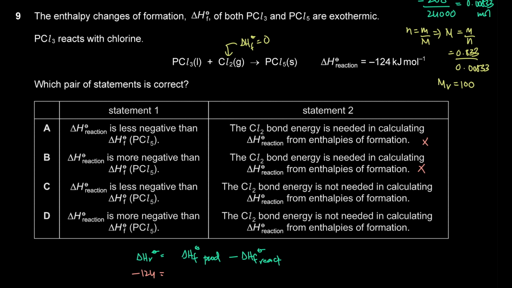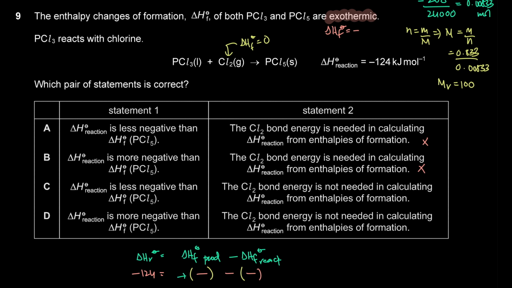Which of these values is more negative? They've mentioned that the enthalpy change of formation for both of them are exothermic. So we know that they're both negative. We know that the enthalpy change of formation for both of them is negative. But which of them would be more negative over here? The enthalpy change of formation of PCl5 would be more negative, right? Because we're taking this negative value, that's for PCl5, and then we're subtracting the enthalpy change of formation of PCl3.